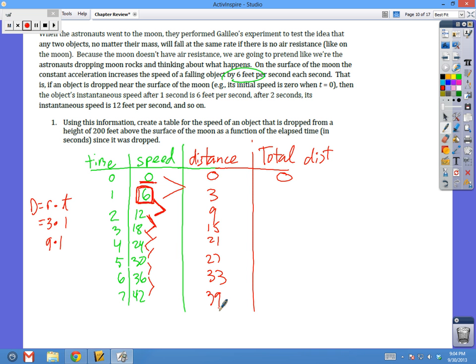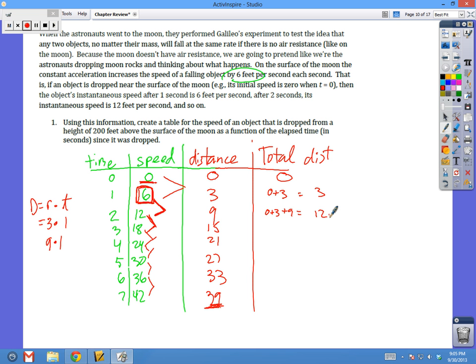Okay, now this 39 means he only traveled 39 feet from the end of the 6th second all the way till the 7th second. So between 6 and 7 seconds he travels 39 feet. So to get the total, I'm going to do 0 plus 3, that's 3. I'm going to take 0 plus 3 plus 9. So I'm adding up each second.